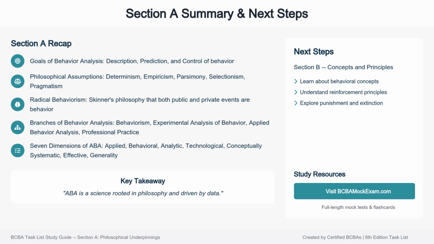Let's wrap up. We covered the goals of science, description, prediction, control, the philosophical assumptions that guide our thinking, radical behaviorism, and how it includes private events, the 4 branches that link research to practice, and the 7 dimensions that define quality ABA. Everything else you'll study in this guide builds on these concepts.